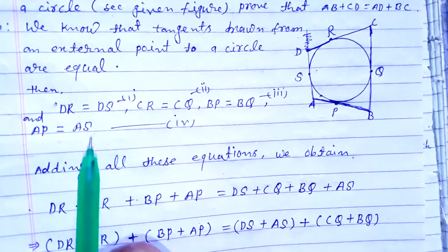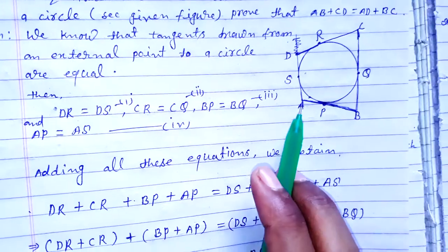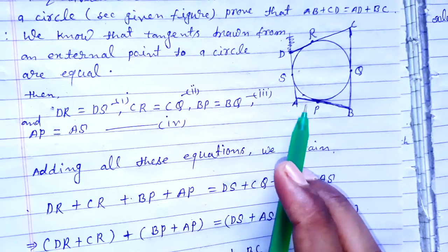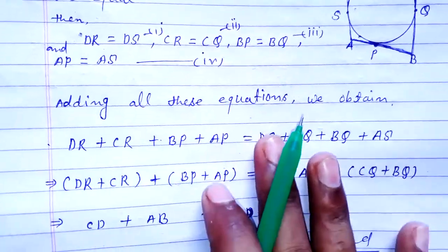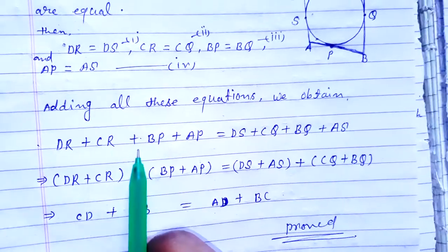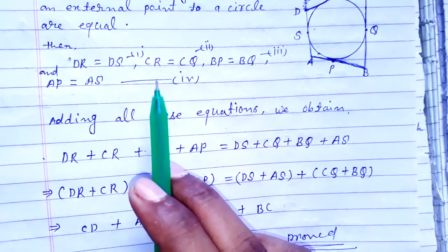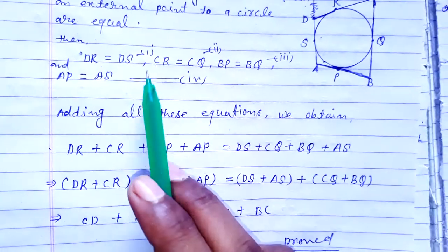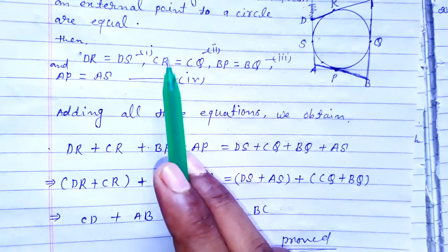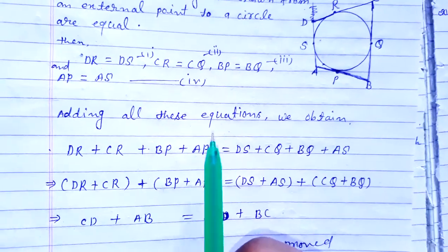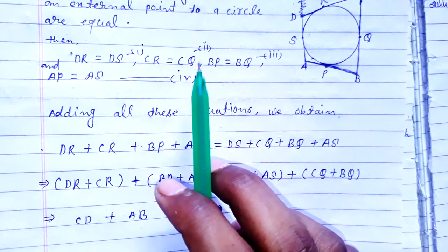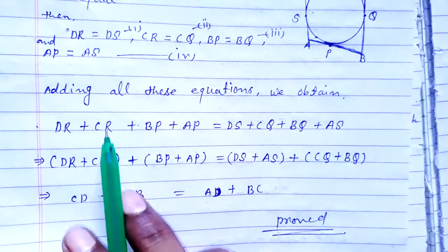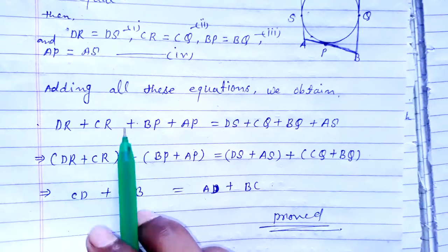Next, AP is equal to AS. Here AP is equal to AS. This is an external point, so these tangents are equal. This is the fourth equation. Adding all these equations, we add LHS with LHS and RHS with RHS. So DR plus CR plus BP plus AP is equal to DS plus CQ plus BQ plus AS.